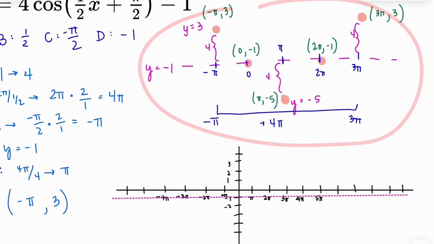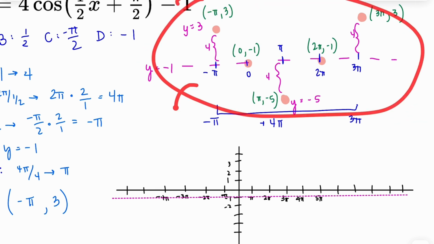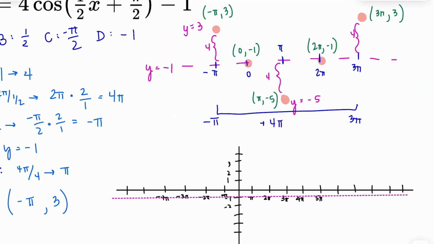So now that I've done all of this, I really just copy and paste it down to here. But if I was just going through the thought process, I would say, okay, my phase shift is -pi, so I'm going to start at -pi. I start up because it's not reflective. And since my amplitude is 4, up is 4 above the midline. Then I go over one increment and I'm at the midline.